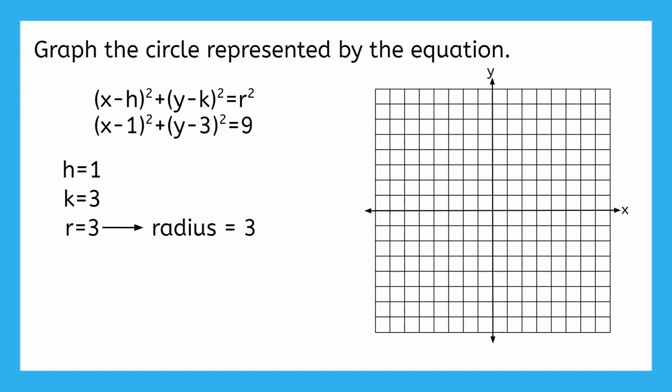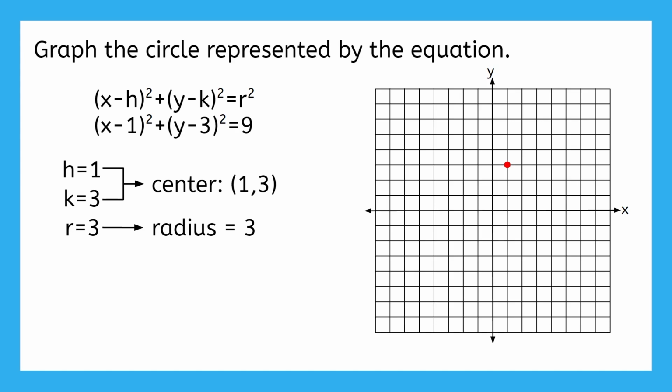Let's start putting this together. Remember that h, k represents the center of the circle. What point will be the center of this circle? Well, since h is 1 and k is 3, the center is at 1, 3. Let's plot that on our graph. We need to draw the circle around this point with a radius of 3.